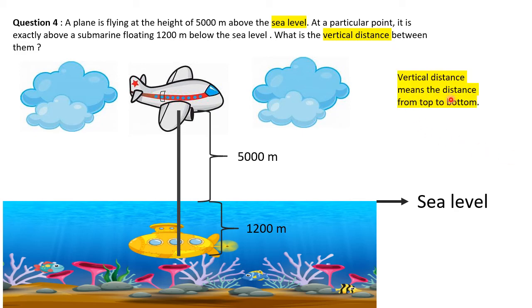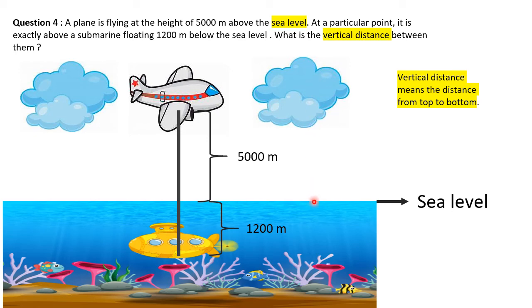Vertical distance means the distance from top to bottom. What is the vertical distance? Vertical distance of something means this distance. The distance that is measured from top to bottom is called the vertical distance. So if I want to measure the vertical distance from this cloud to the sea level, how do I measure? I take this measurement, right?